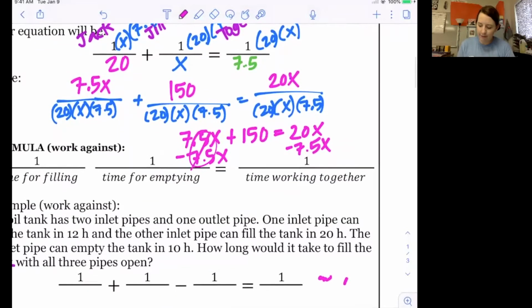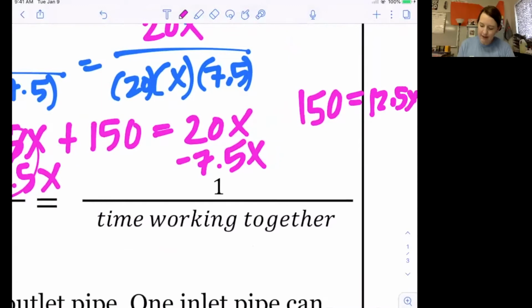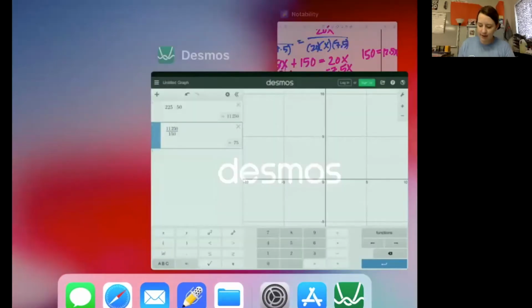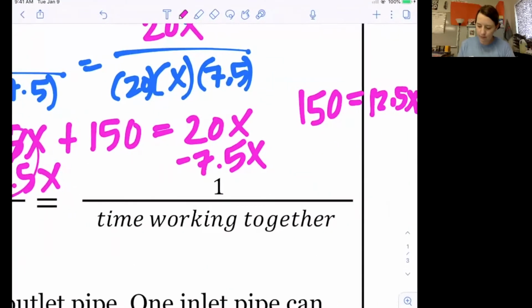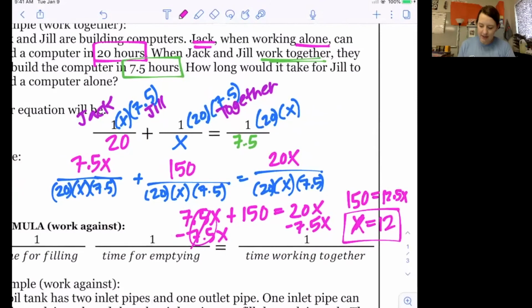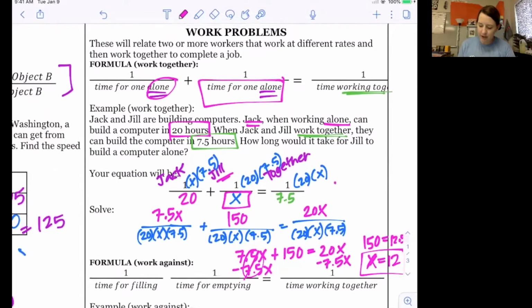So I get 150 equals 12.5x. And then I'm going to go ahead and divide. So 150 divided by 12.5. And we can see that equals 12. So x equals 12. We can come back up here and we see that this x value that we were solving for is the time for one person to do it alone, and that was Jill's fraction. So for Jill alone, it's going to take her 12 hours.